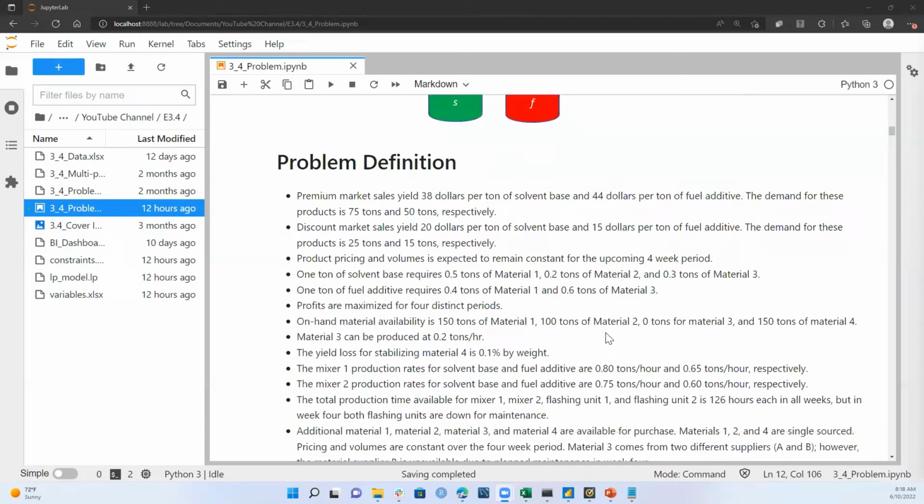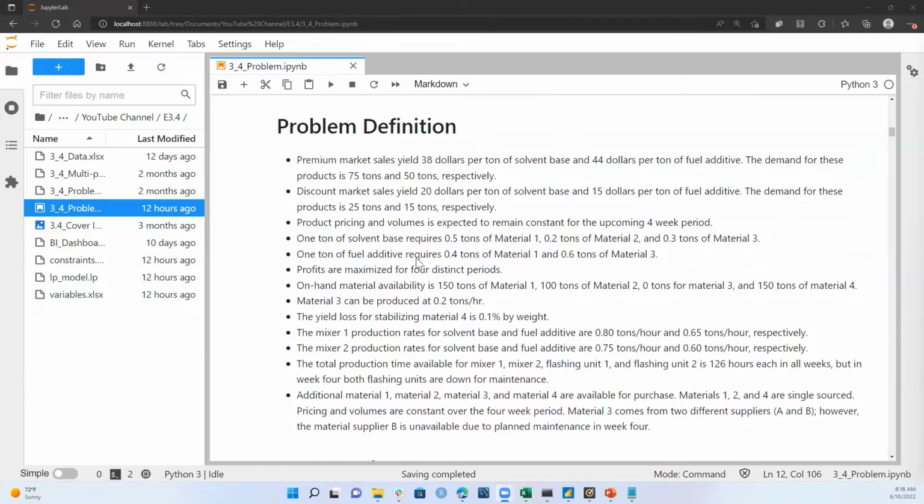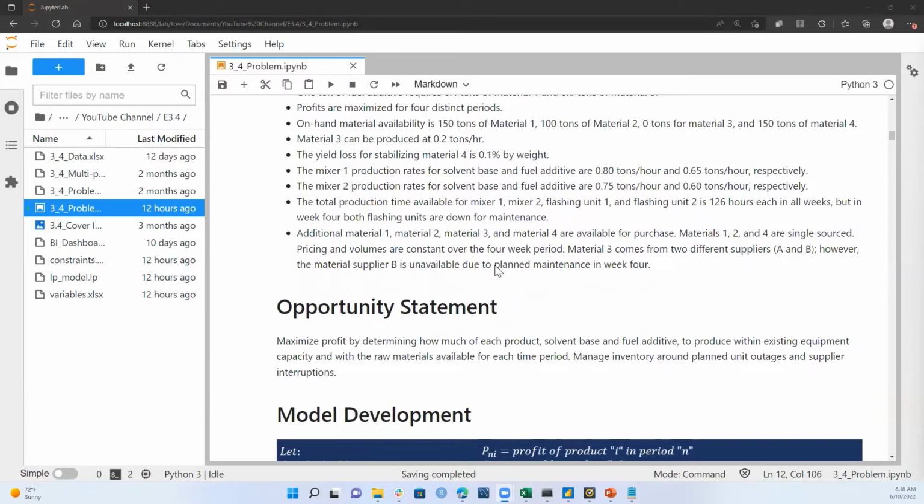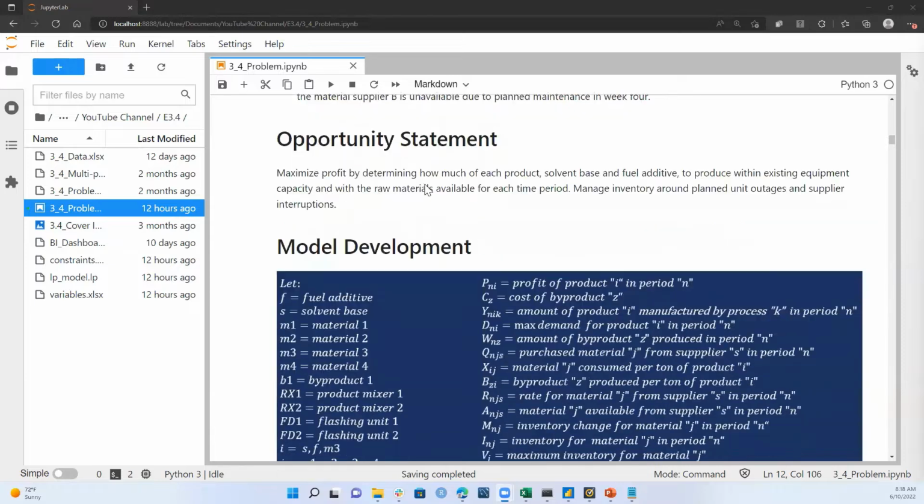We're now ready to talk about the problem definition. However, because I'm going to be reviewing a lot of the details spelled out here in the data later, I'm going to skip this and jump down to the objective or the opportunity statement and model development. Our opportunity statement is the same as it has been before.